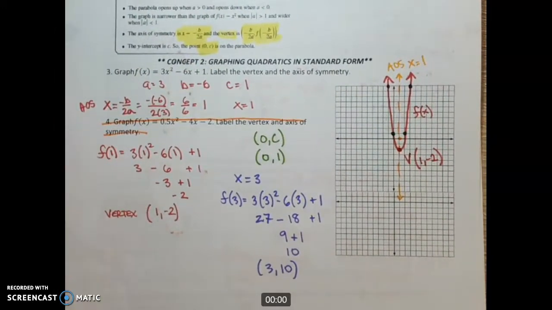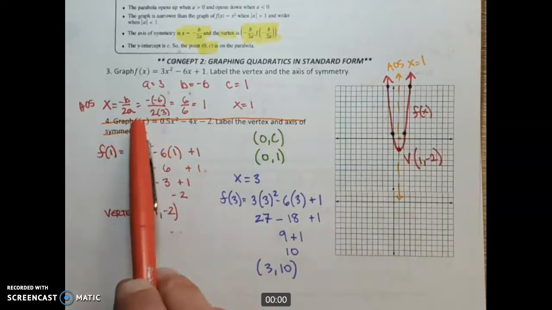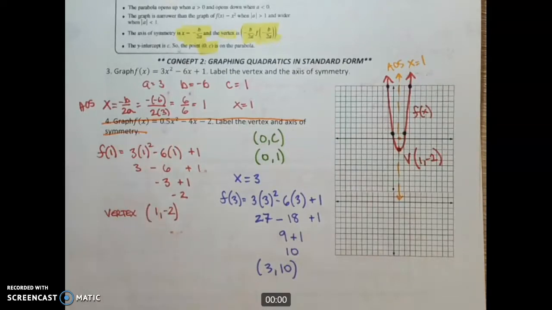There's everything there. It does ask for your vertex and the axis of symmetry, so I label those on the graph. And voila, we are done. Standard form can be a little more difficult because it's a little harder to find that vertex, and you also have to plug in points. But we do have that 0, c for a shortcut to help us a little bit.